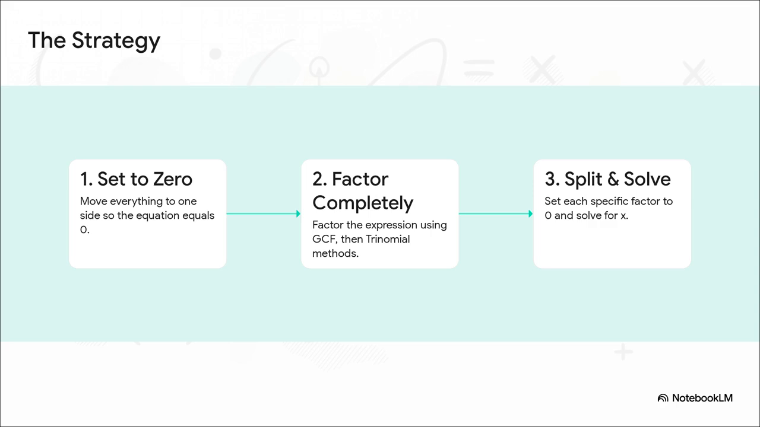The whole point here is to break one big problem into a couple of much smaller, bite-sized pieces. So you pull out any common factors, then break down what's left. And third, you use the superpower. You split those factors apart, set each one equal to 0, and solve the tiny little equations that are left. Let's see how it works.